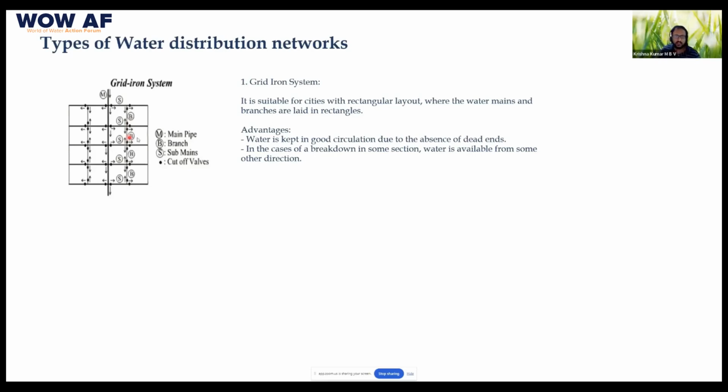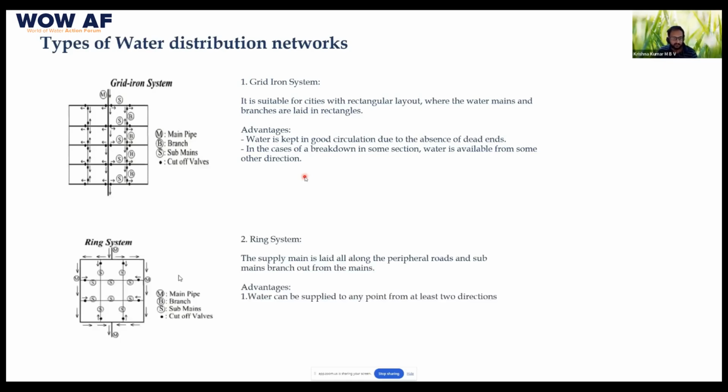So if you see, the advantage of it is that water is kept in good circulation due to the absence of dead ends. You don't have any dead ends here, and in case of breakdown, you have a lot of valves here that could cut off, and you can actually repair it and reduce the downtime for the other sections to a very large extent. These are the advantages of this grid iron system.